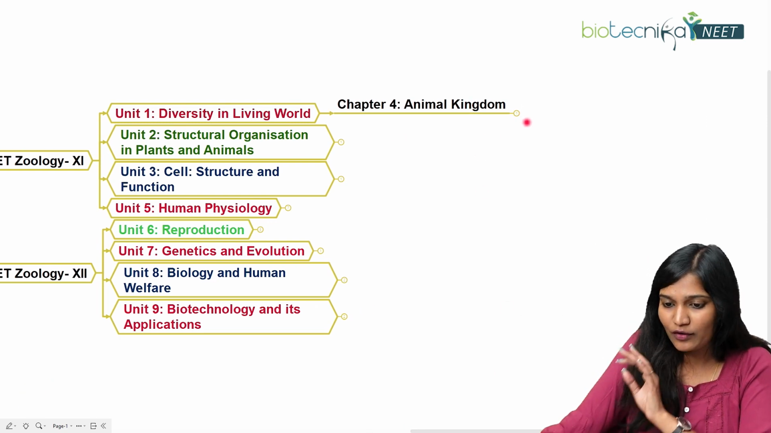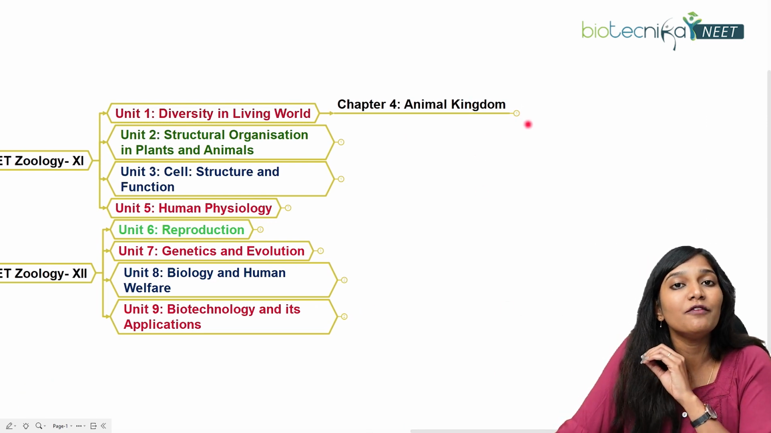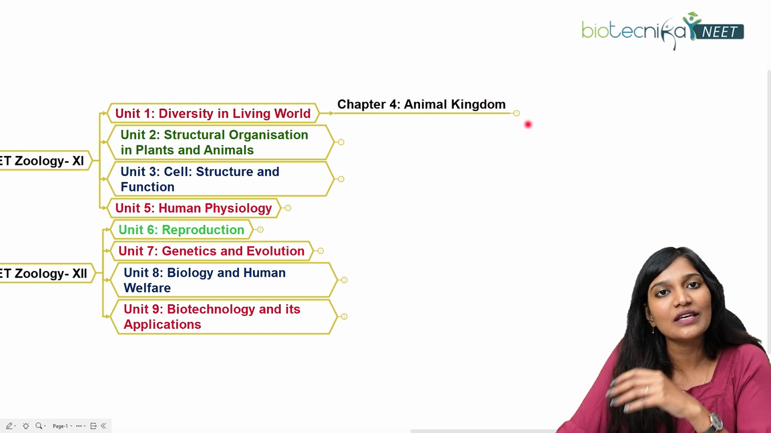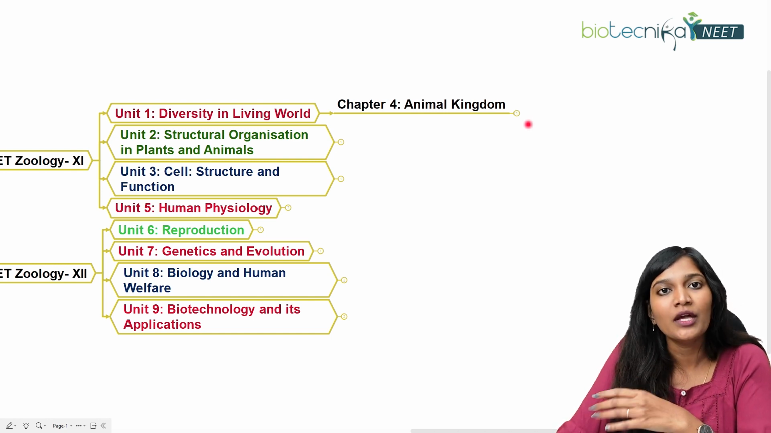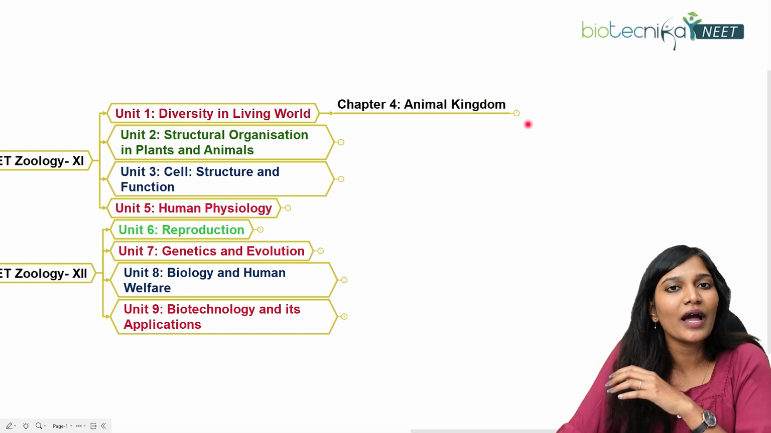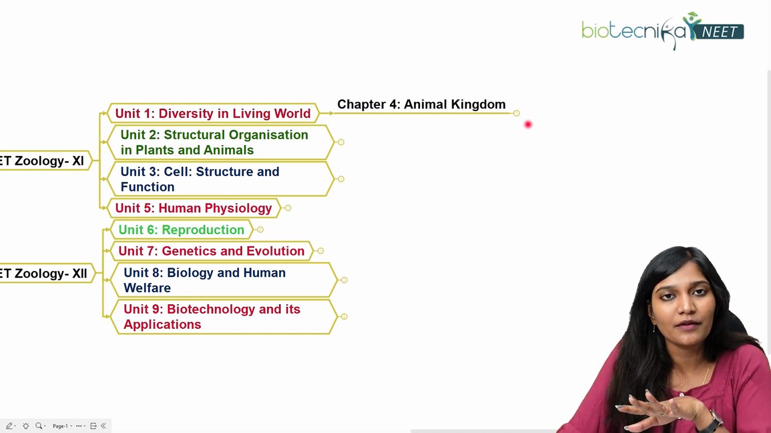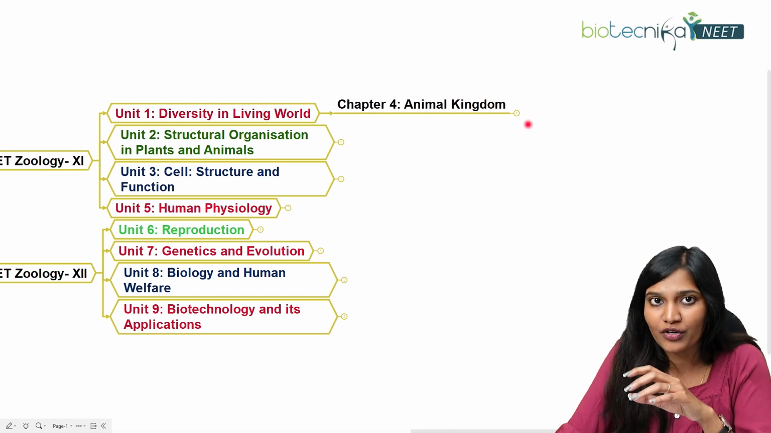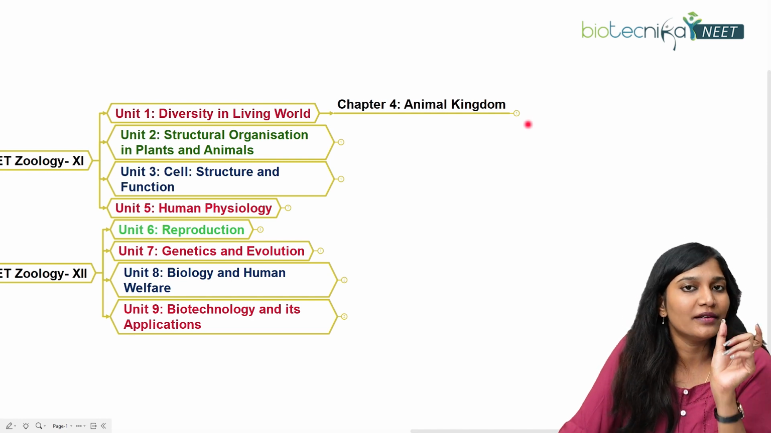What are the things you have to learn? The animal kingdom is going to be very vast, and in the animal kingdom, the examples which are given for each of the phyla, only that is enough. You don't have to read any other examples apart from it, and the images which are given in the animal kingdom are really important, along with the figures and captions written at the bottom.